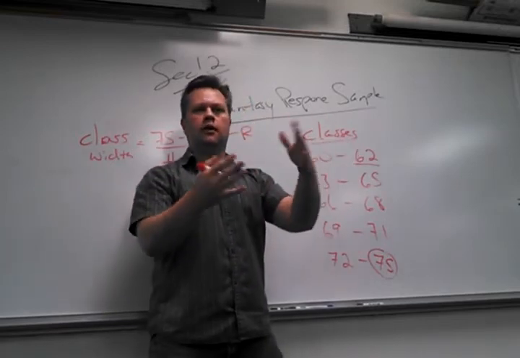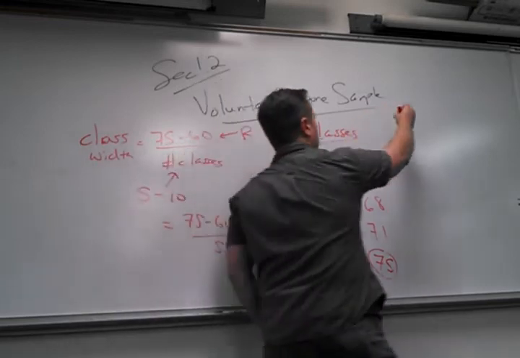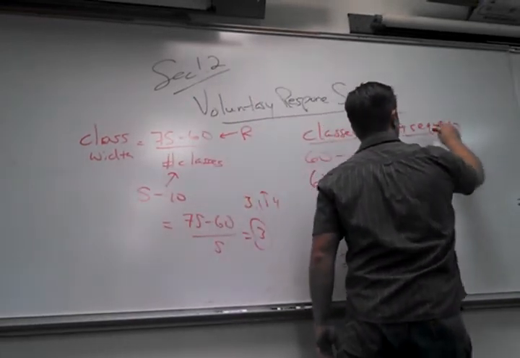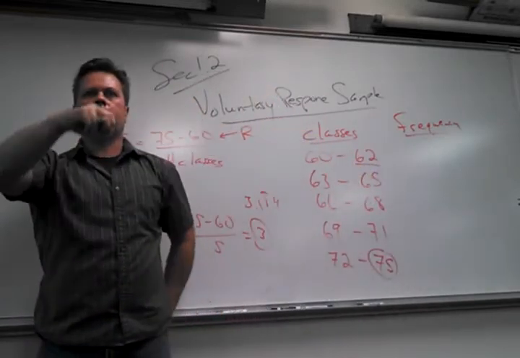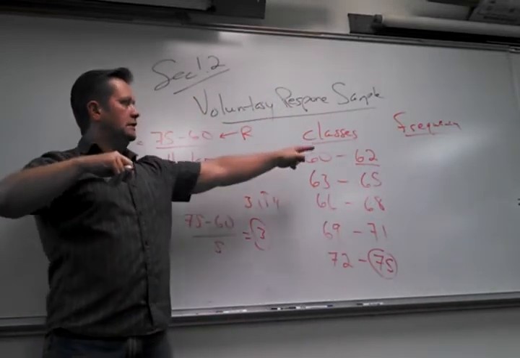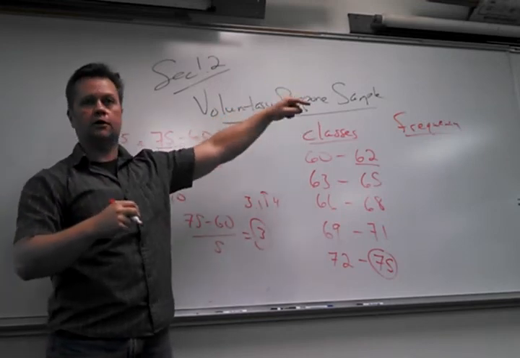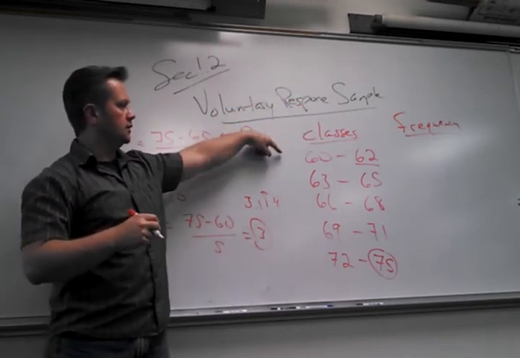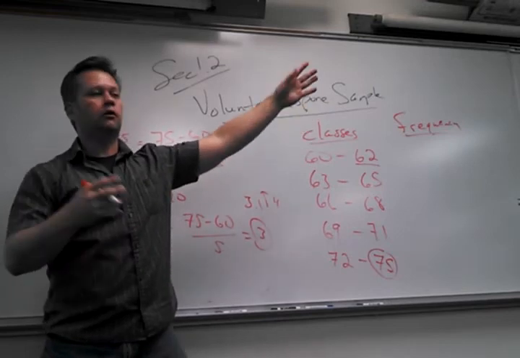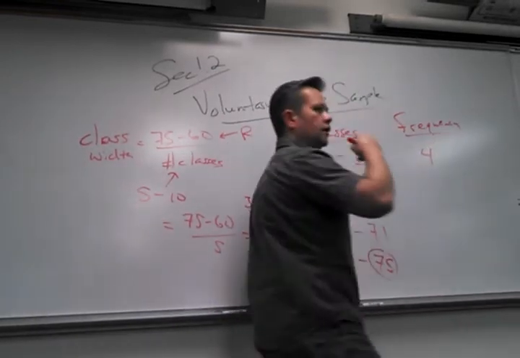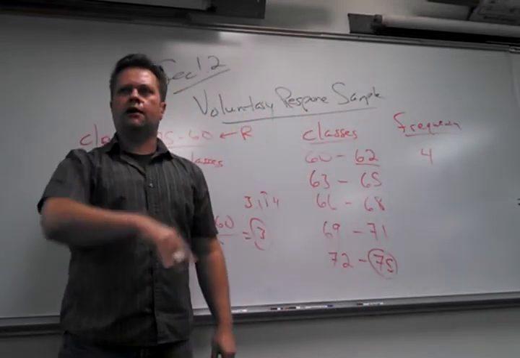So now we just start counting. I just want now to get my frequency. How frequently does data show up in each of these classes? So between 60 and 62, how frequently do we see a data point? How many data points are there from 60 to 62? 4. Yeah, 60, 61, 62, 62. So there's 4 data points there. Keep going. Finish that out real quick.